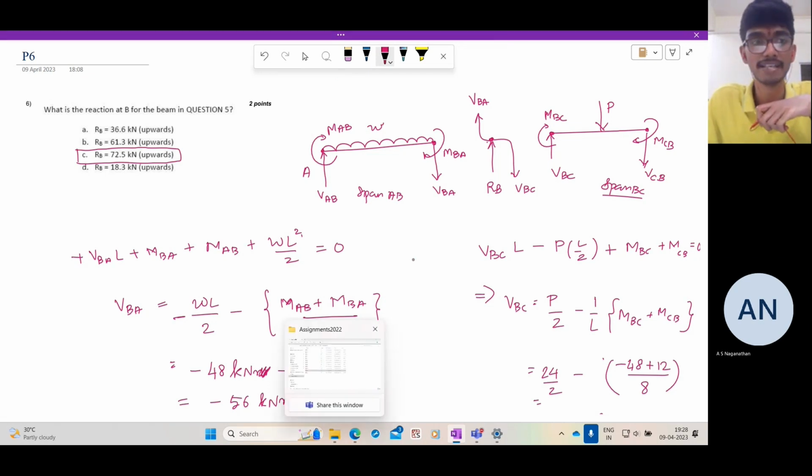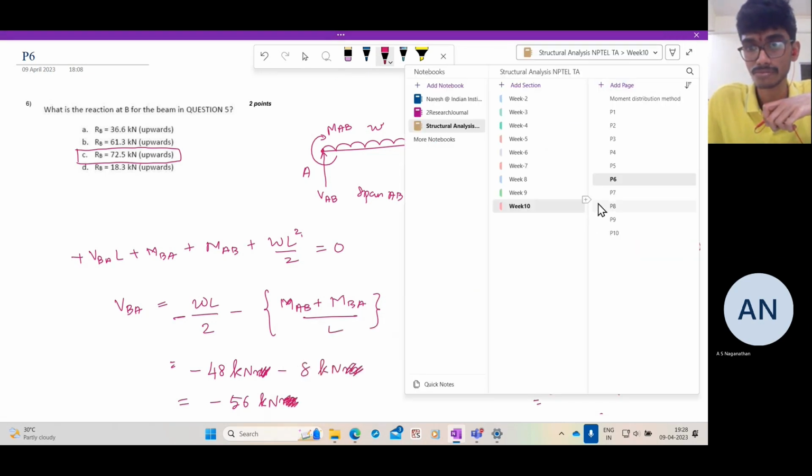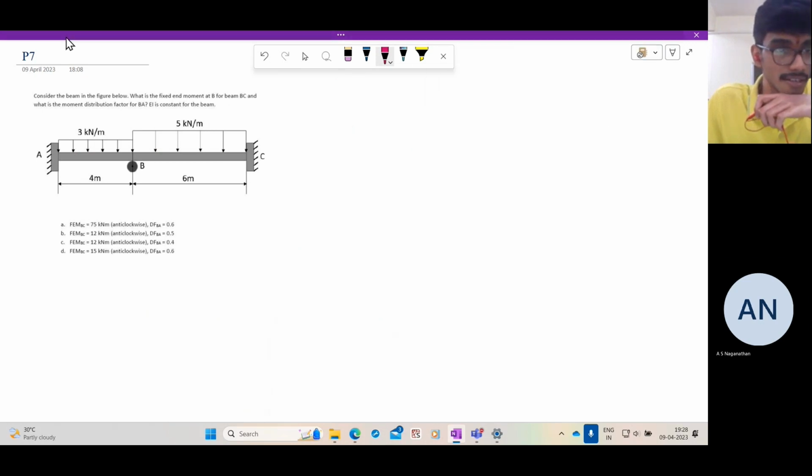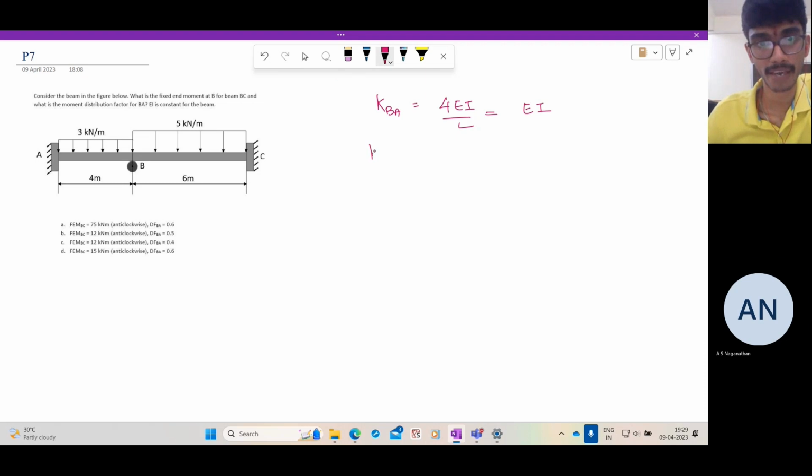Okay, now let us go to the next question. Consider this other beam. What is the fixed end moment for the beam BC, and what is the moment distribution factor for BA at the joint B? So again, this is very simple. Both the far ends are fixed. So KBA is 4 EI by L. In this case, L is 4 meters, so it is nothing but EI. KBC is 4 EI by L, where L is 6 meters, so it is 2 by 3 EI.